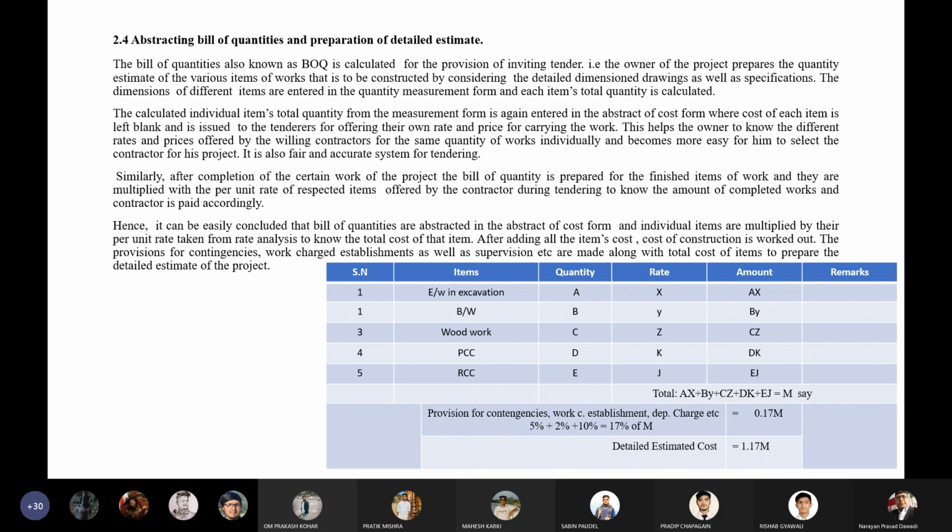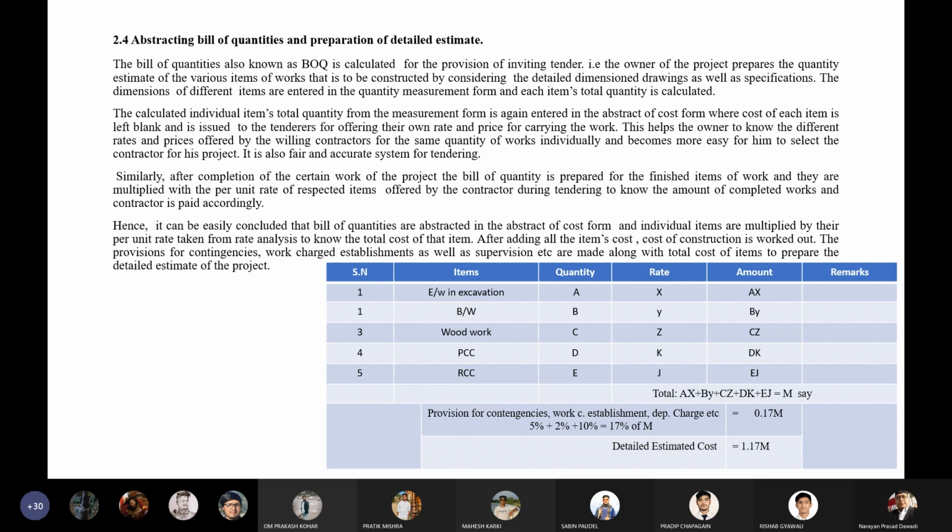Hence, it can be easily concluded that bill of quantities are abstracted in the abstract of cost form, and individual items are multiplied by their per unit rate taken from the rate analysis to know the total cost of that item. After adding all the items' cost, the cost of construction is worked out, and the provisions for contingencies or charge establishment as well as supervision etc. are made along with the total cost of the items to prepare the detailed estimate of the project. This is the bill of quantity.